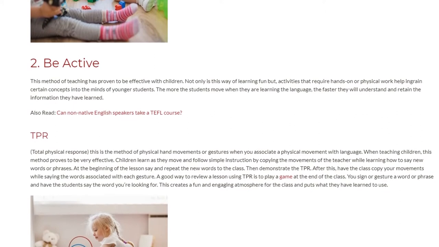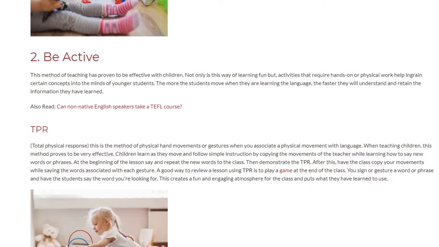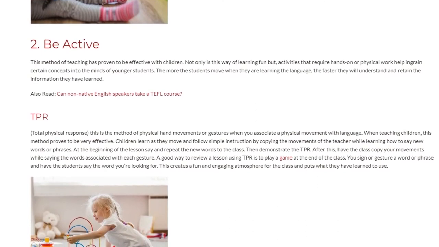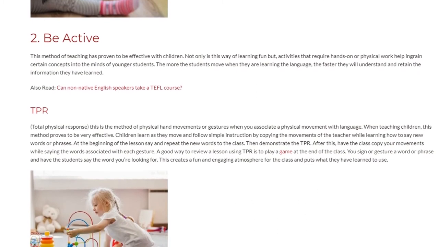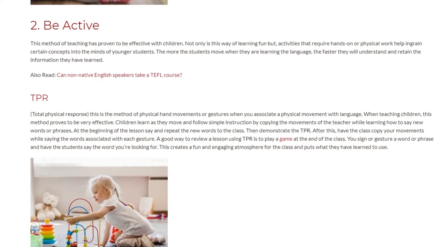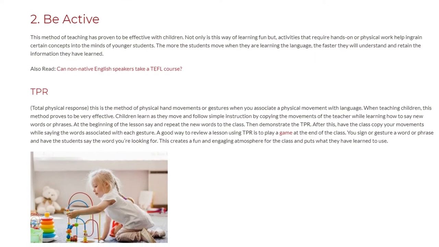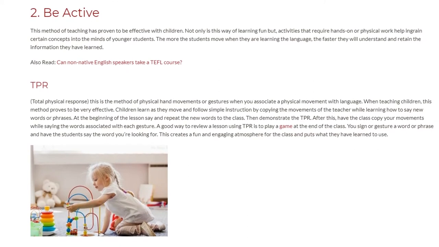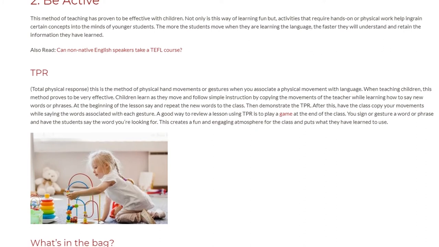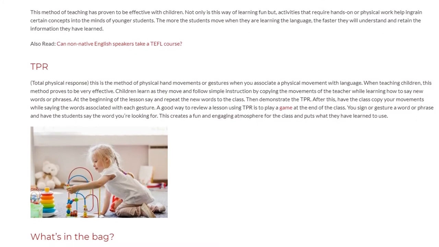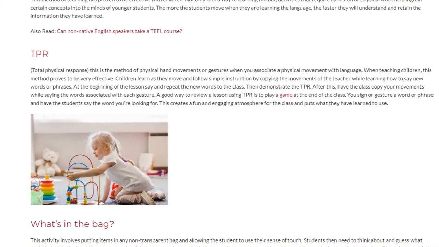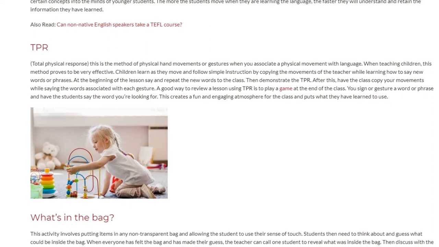At the beginning of the lesson, say and repeat the new words to the class. Then demonstrate the TPR. After this, have the class copy your movements while saying the words associated with each gesture. A good way to review a lesson using TPR is to play a game at the end of the class. You sign or gesture a word or phrase and have the students say the word you're looking for. This creates a fun and engaging atmosphere for the class and puts what they have learned to use.